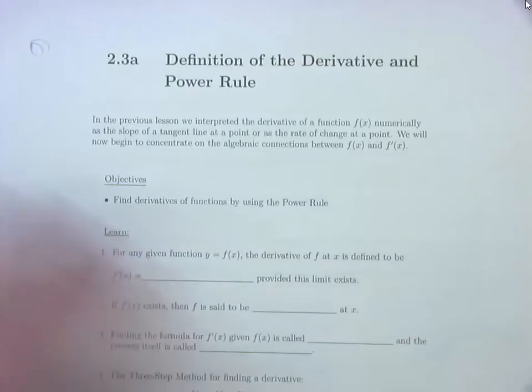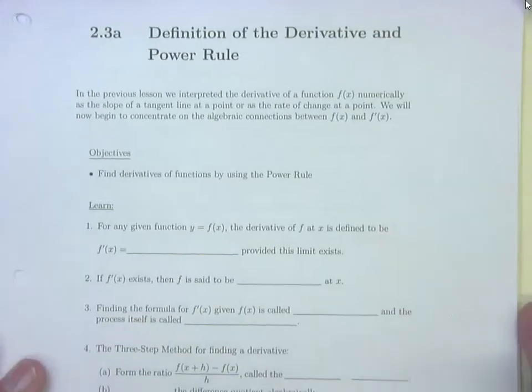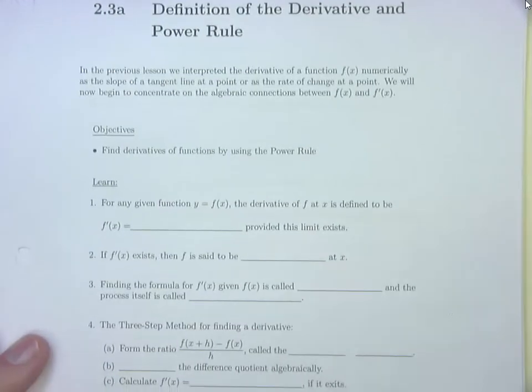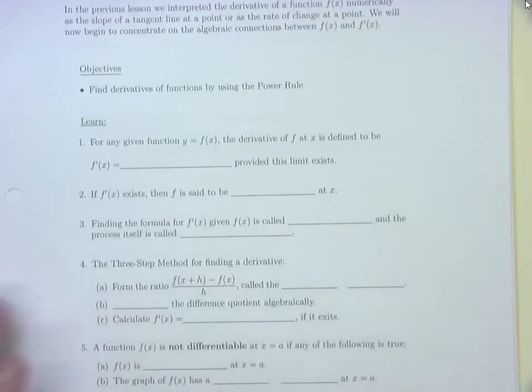So let's come over here and do some problems off of our notes. This whole section, 2.3a, is the definition of the derivative and what I call the power rule. I've kind of gone over it with you, but let's fill out our stuff here.